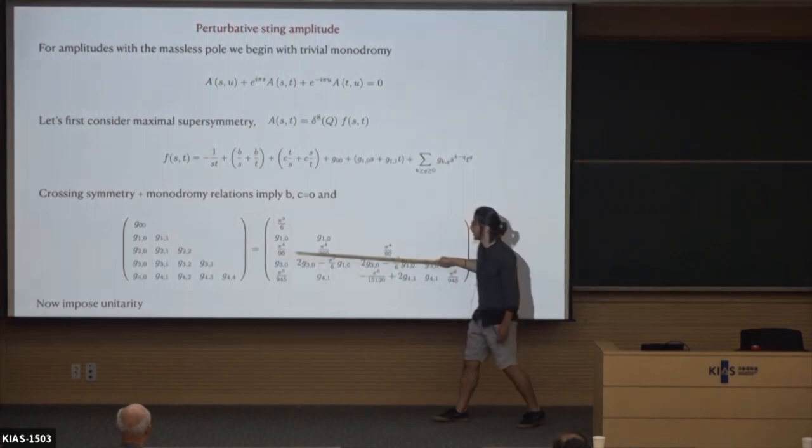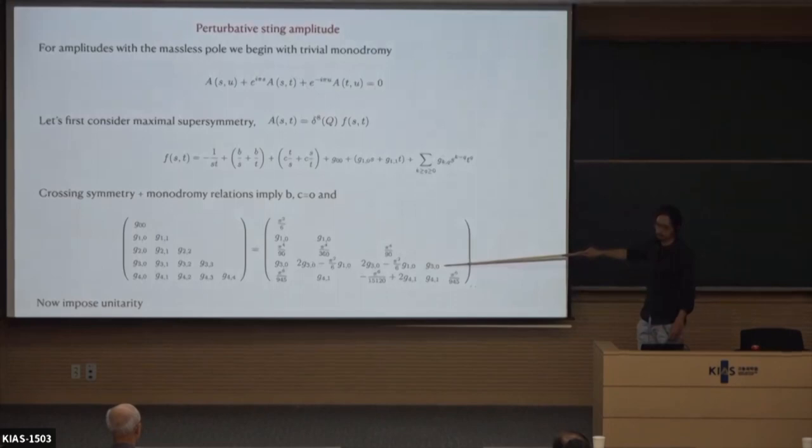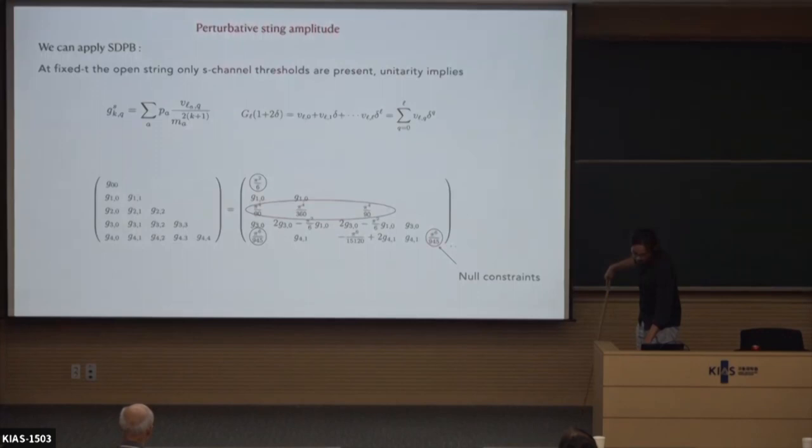But of course, still, these coefficients are completely unfixed. These can be random coefficients at the moment. Now I'm going to impose unitarity, again using the dispersive representation I had before for these coefficients. But in the interest of time, it's basically the same, so I'm just going to skip the details.